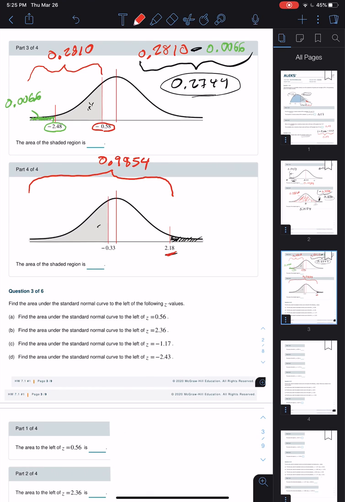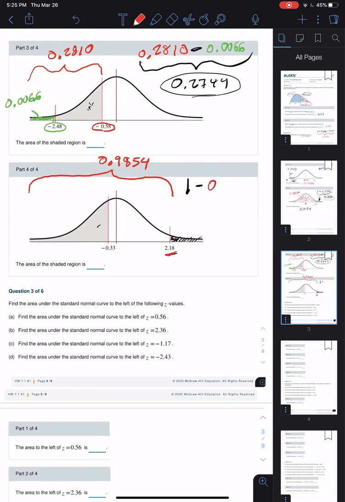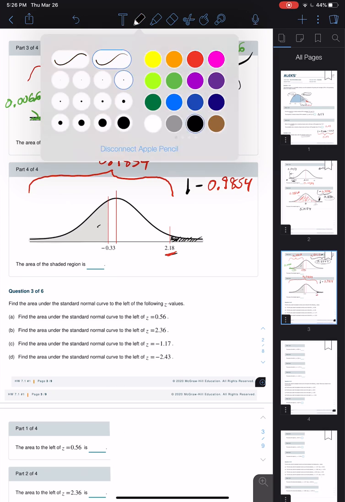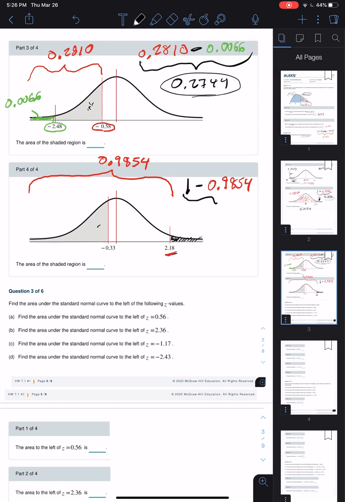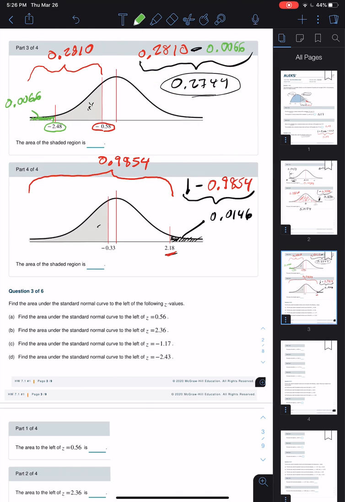Okay, so what are we going to do to find this little shaded bit to the right? Well, of course, as we said before, we're going to have to take 1 minus that major 98, more than 98%, 0.9854, and we subtract, and that gives us the area of that little bit on the right, which is 0.0146.